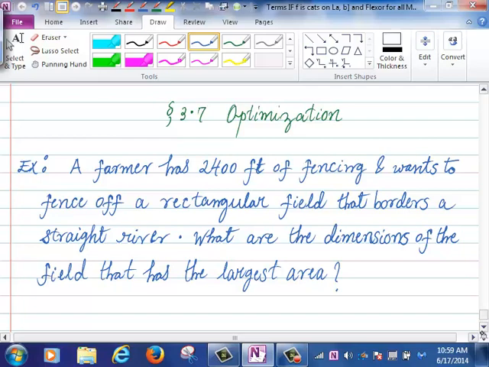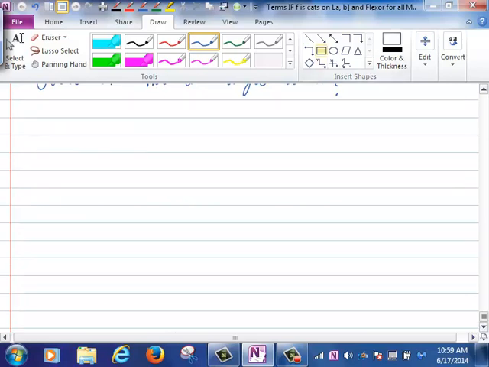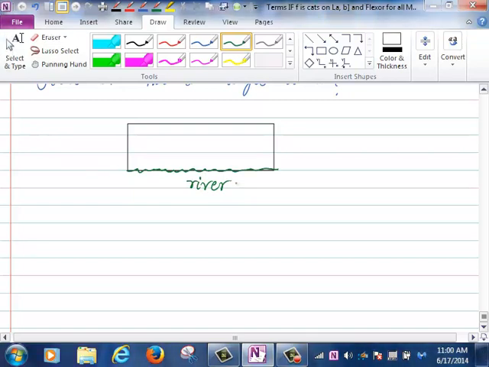Now, in order to understand the question, it is desirable to make a diagram if possible. So I'm going to make a diagram here. So let's say that's the rectangular field. Let's say the river is on this side. So this is the river side. And on the river side, you don't require any fencing. The fencing is only required on the solid sides of the rectangle.